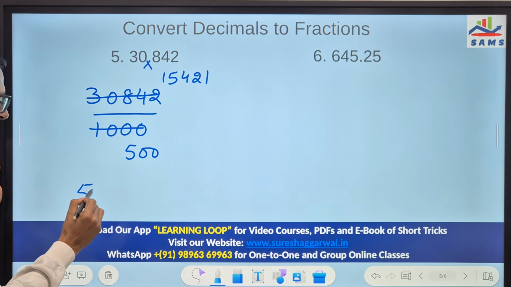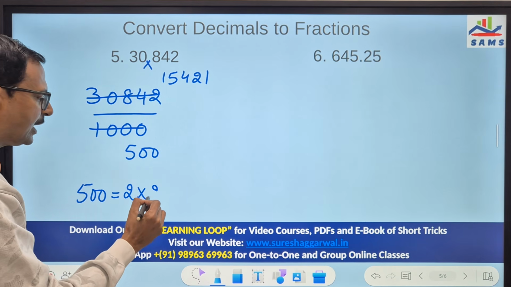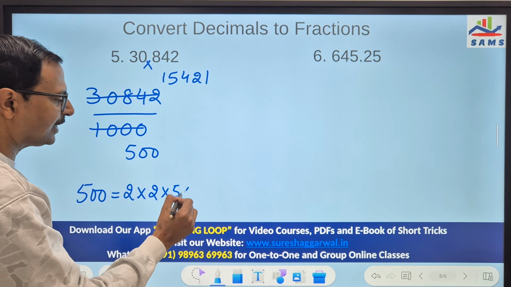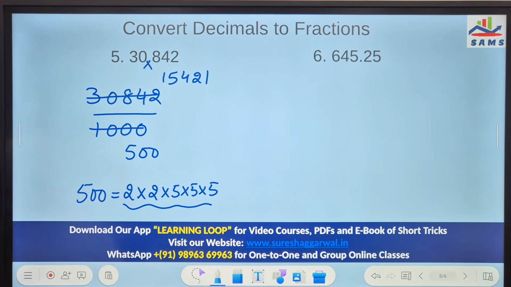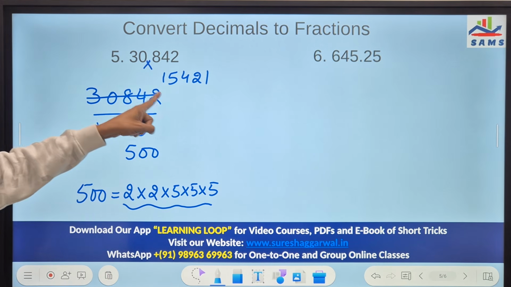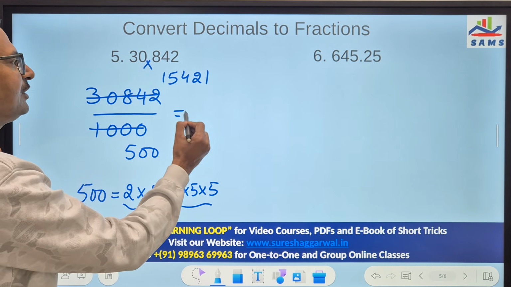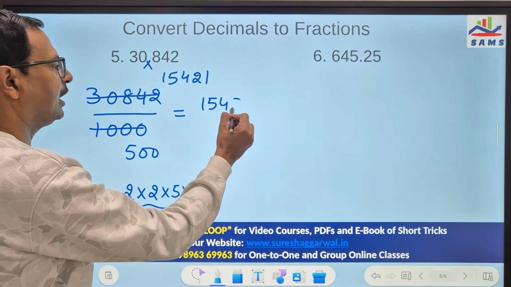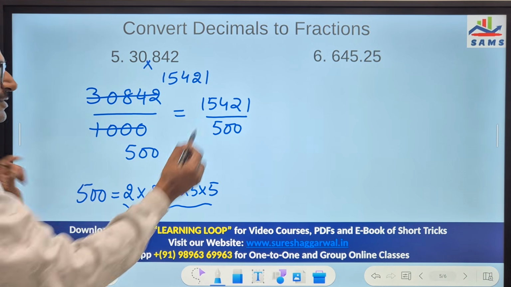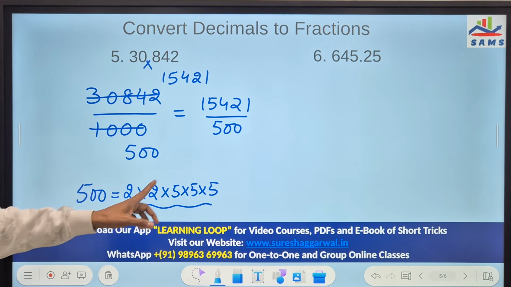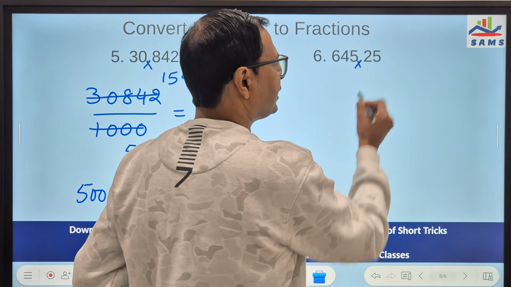See, when I write 500 in terms of its prime factors, 2 times 250, 2 times 125, so 5 times 5 times 5. See, it contains only 2's and 5's. So you have to check the divisibility of this number by only 2's and 5's. So your answer for the question will be 15421 upon 500, because this is not going to be divisible by 2 or divisible by 5.